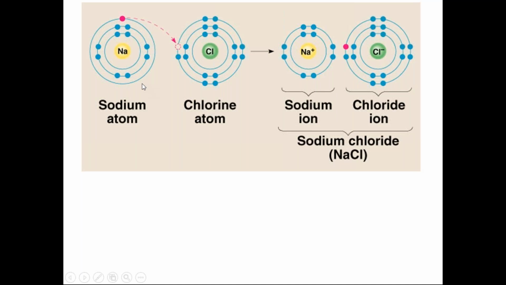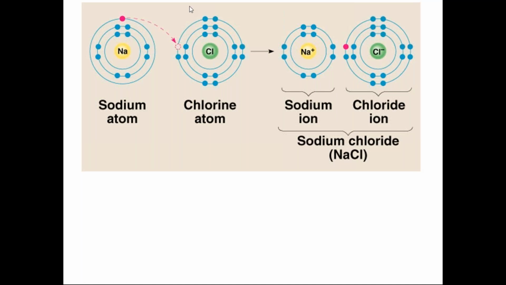If you have a close look at this picture, you can obviously see that initially the sodium atom had one electron in its outer shell. And in the case of the chlorine atom, you had 7 electrons in its outer shell. The sodium atom is trying to complete its outer shell by losing one electron. And where will this electron go? This electron will go to the outer shell of the chlorine atom.